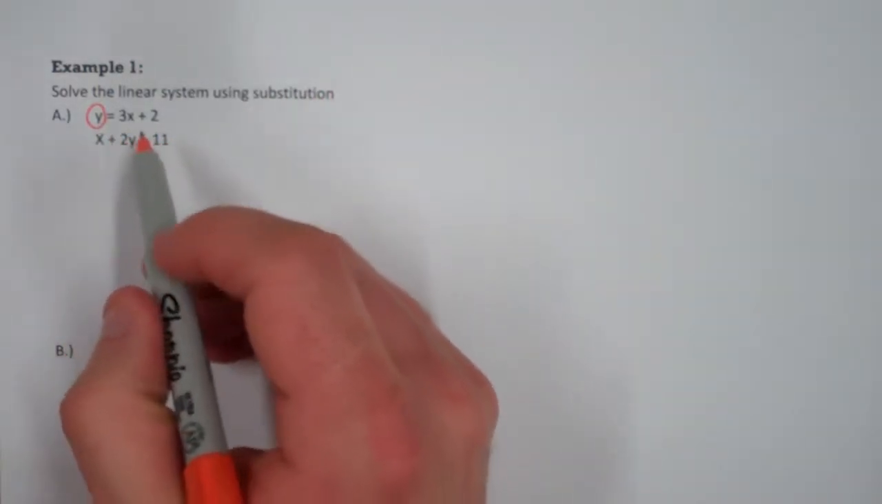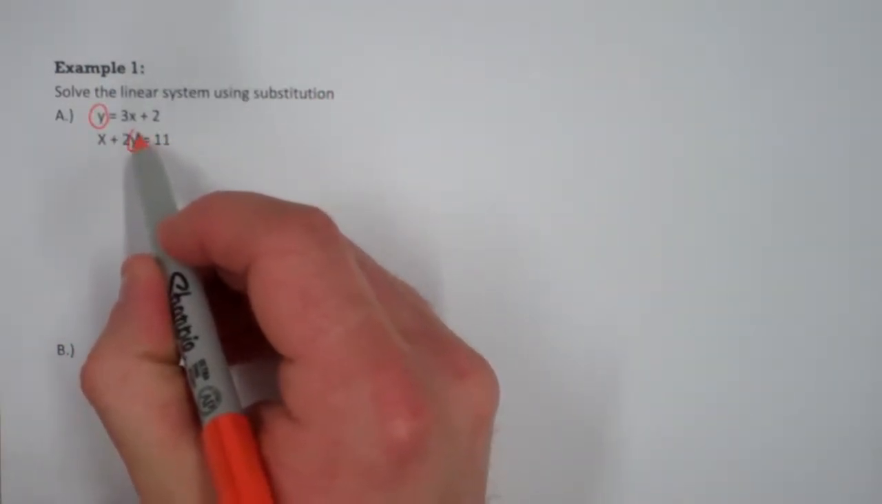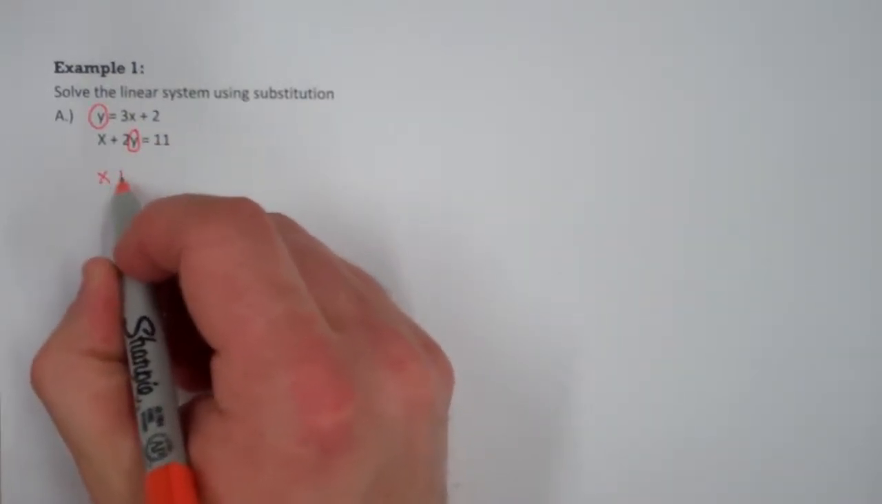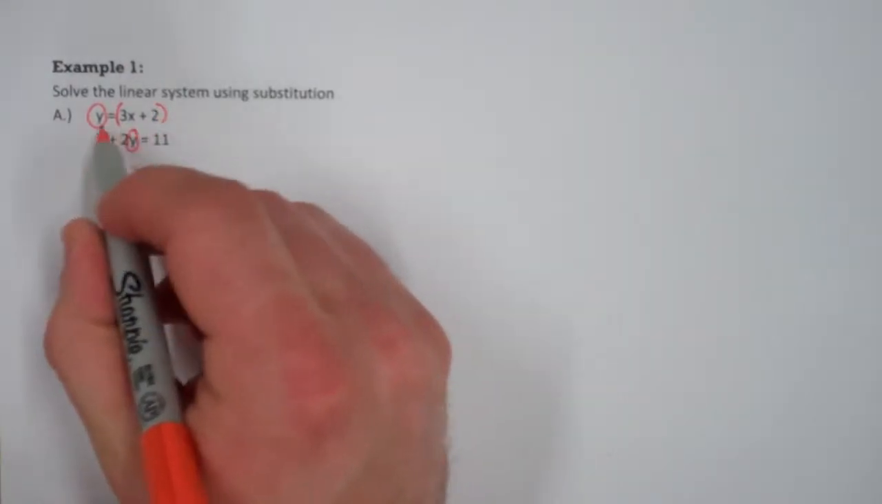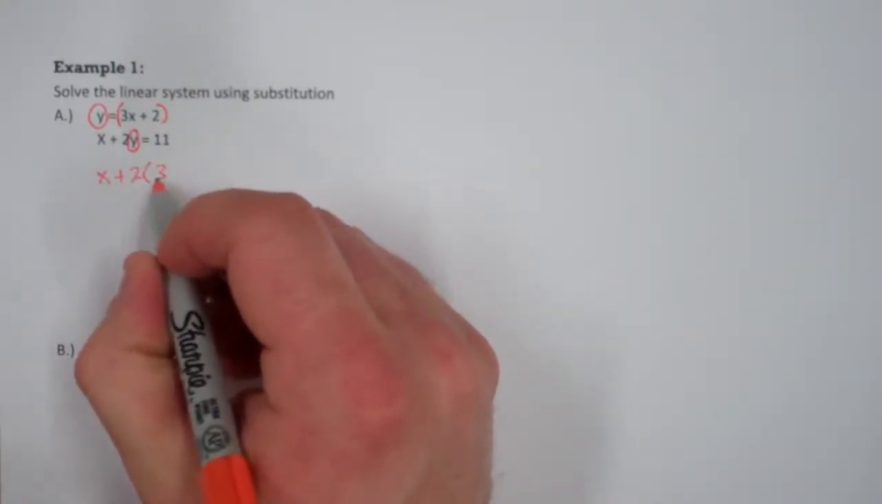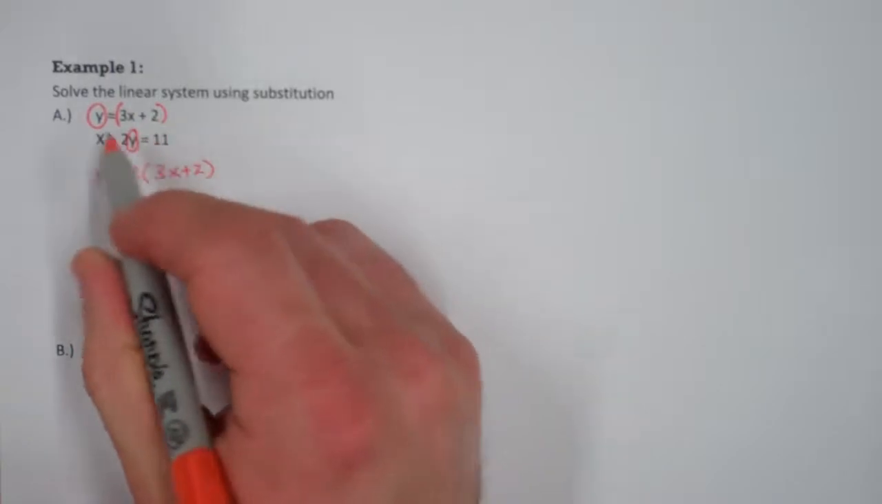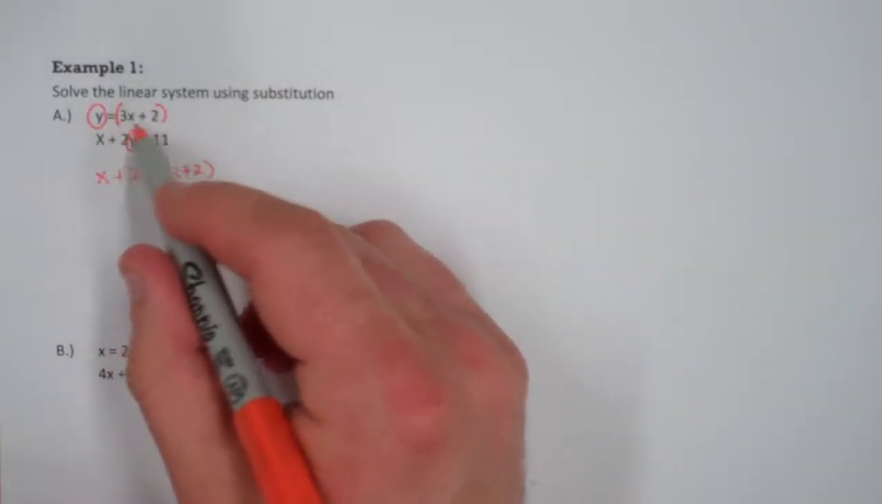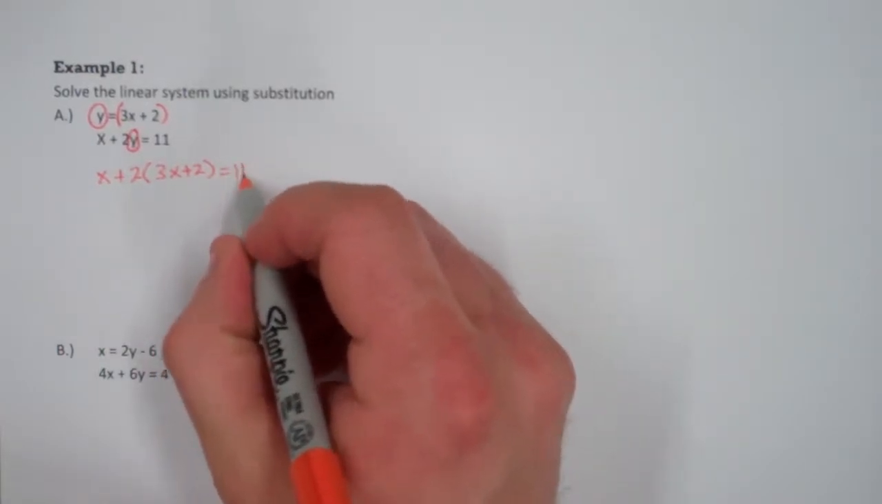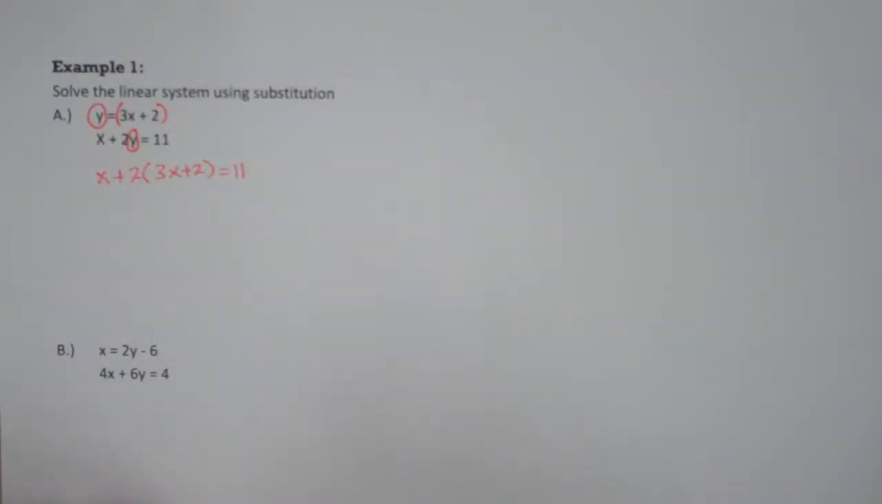Then we're going to look in the other equation, and we see a y right here. So what we're going to do is take this y out, and then substitute everything that y is equal to, and we're going to do that in parentheses. So y is the same as 3x plus 2, so this y can come out, and 3x plus 2 can come in. Now you might be wondering, why in the heck would you want to do that?